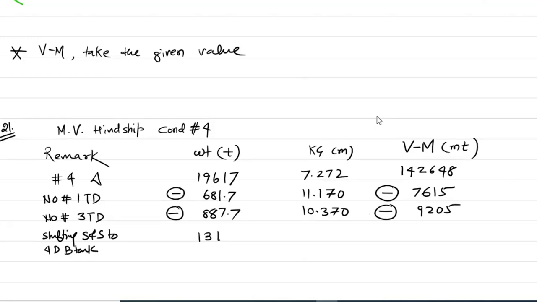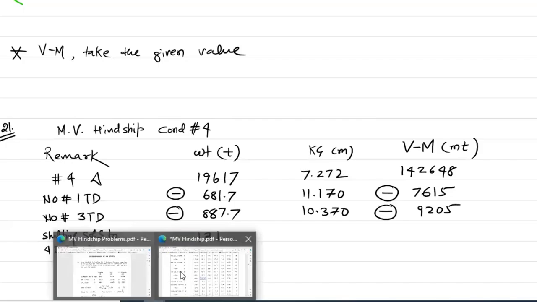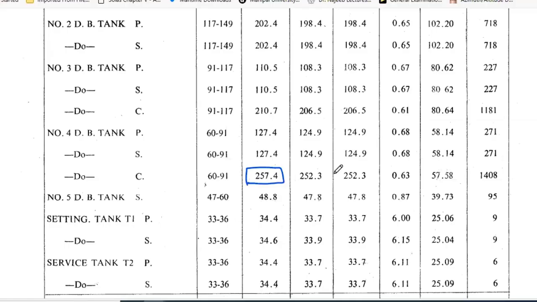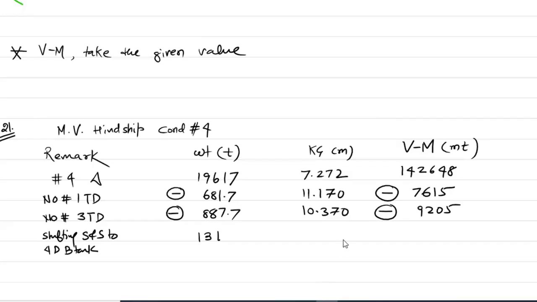और कहाँ से शिफ्ट हो रहा है? Settling and service tank. What is the value of settling and service tank? You remember? Okay, first of all, try to remember the KG of this. Center tank KG is how much? 0.63. So this is KG2, 0.63. KG1 कितना है वो निकालना पड़ेगा.